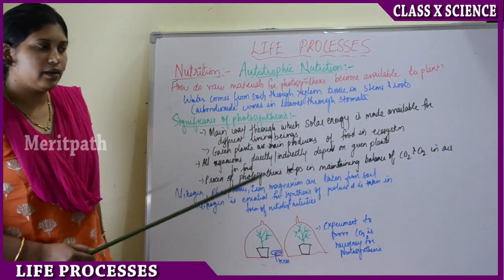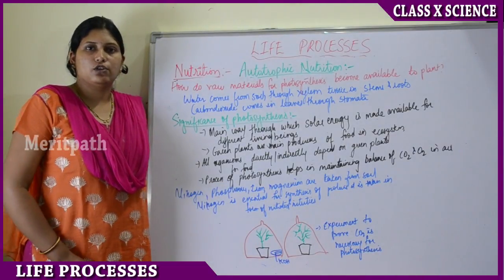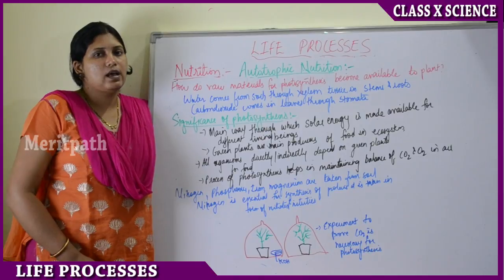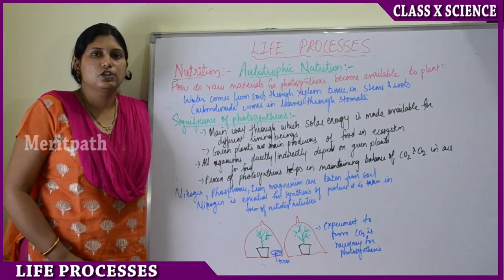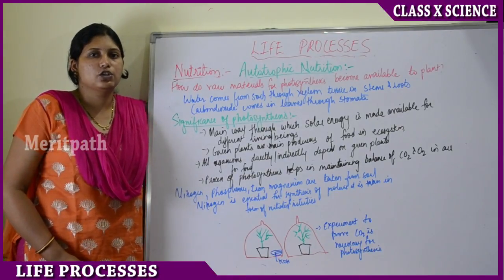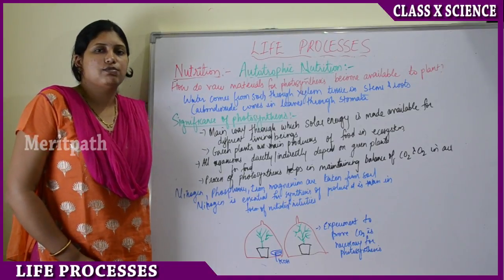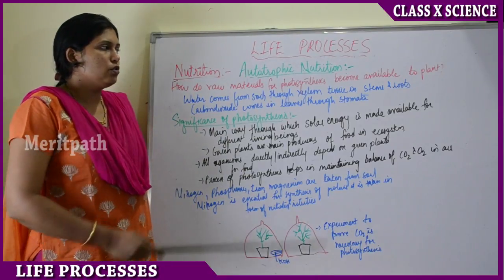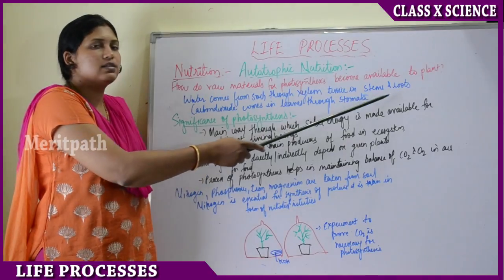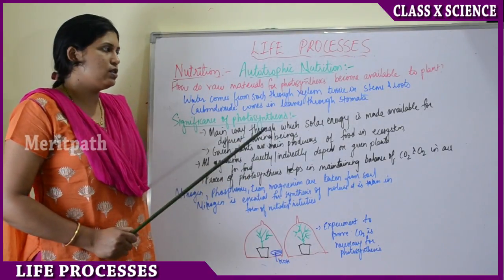Xylem and phloem are the tissues which help in transportation. You have read this in class 9, right? They are specialized tissues which help in transportation of water, both vertical as well as horizontal transportation. So xylem tissue is present in stems as well as roots.